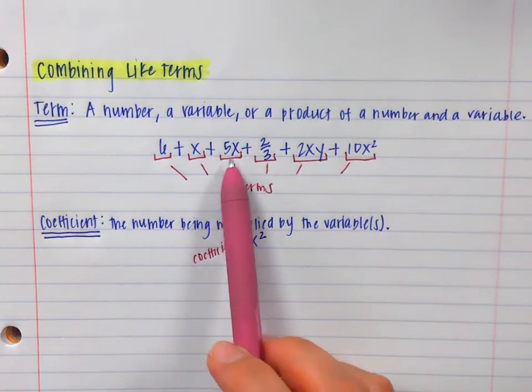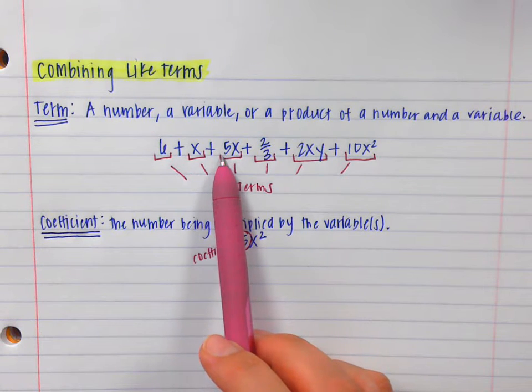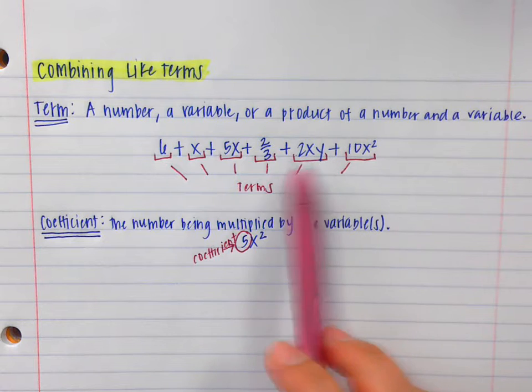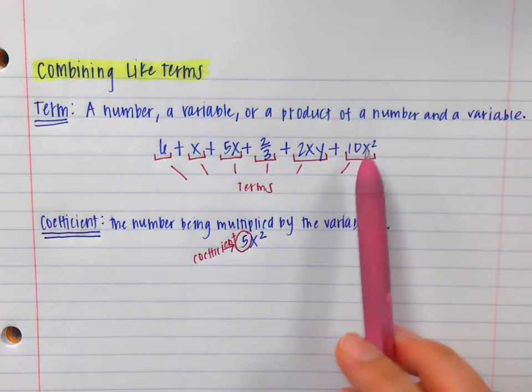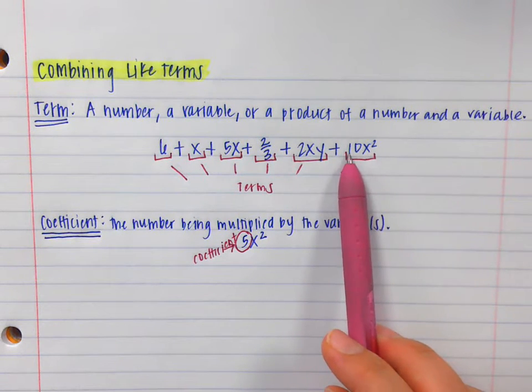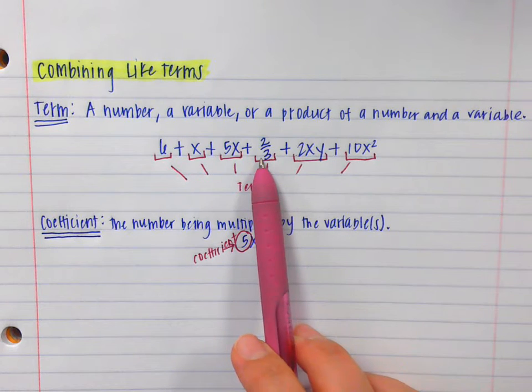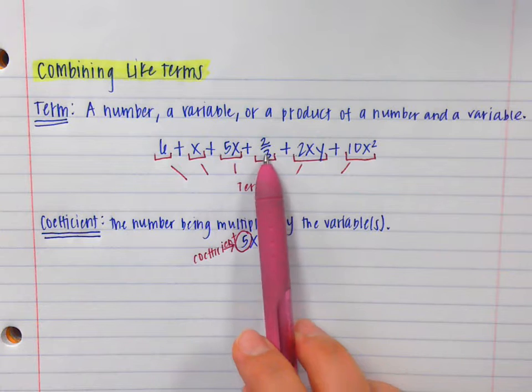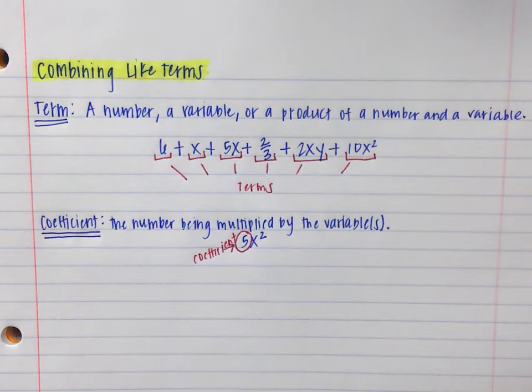So if I were to look up here, 5x, 5 is my coefficient. If I were to look at 2xy, 2 is my coefficient. If I were to look at 10x squared, 10 is my coefficient. If I were to look at 2/3, there is no variable there. 2/3 is the coefficient. So the coefficient is always just the number by itself without the variables attached to it.